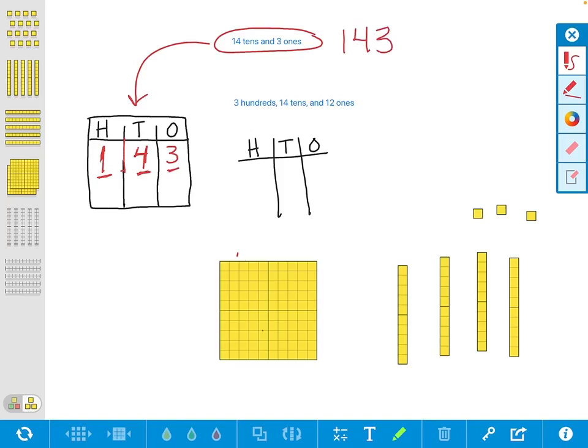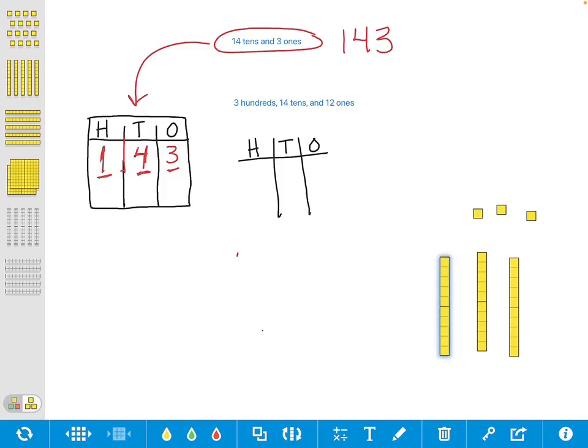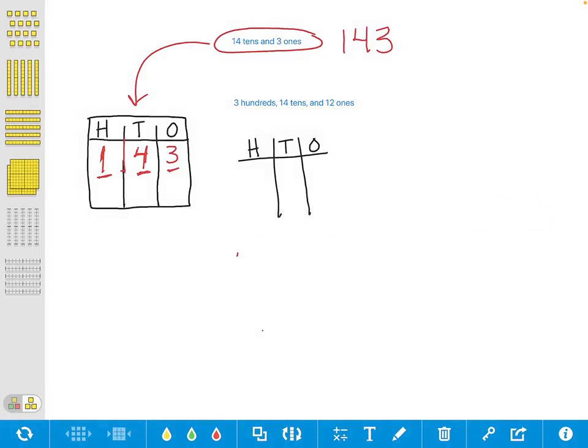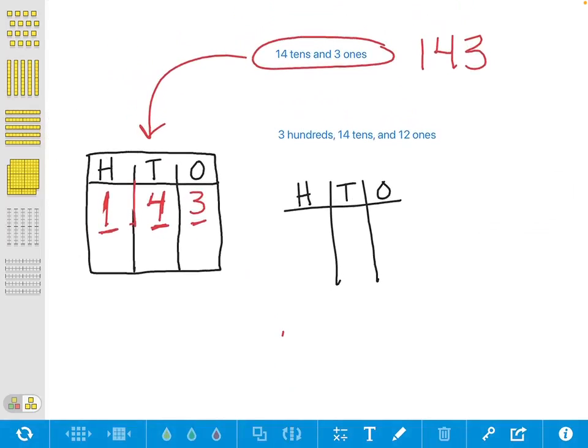Now, I am not going to be bringing out all these models for any more of our examples. I want you to just think about the models on your own and maybe even just move numbers around in your place value chart to see if you can come up with the answer. Okay, so I'm going to move on to another example.